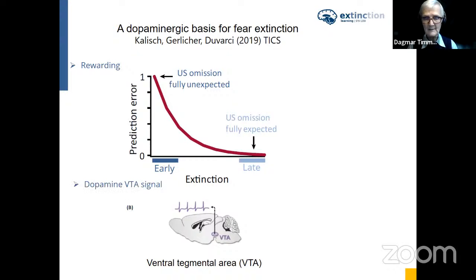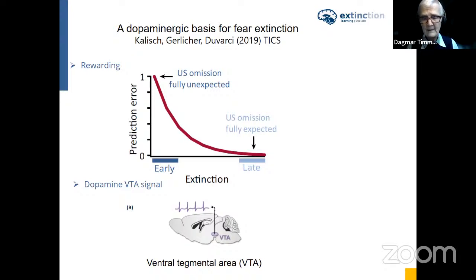And these reward signals in the brain start off in the VTA, the ventral tegmental area. It's a dopaminergic signal. And there are animal studies, recording studies of the VTA done by Kalisch, but also by others. And what they found is, in the very initial extinction trials, where the US is expected and doesn't come, when they measure at the time point of the unexpected US omission, they have a very high VTA signal. And this fades away during extinction.